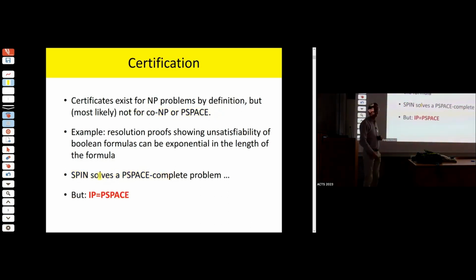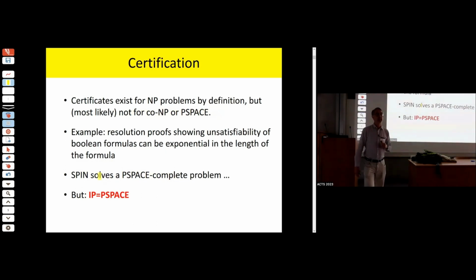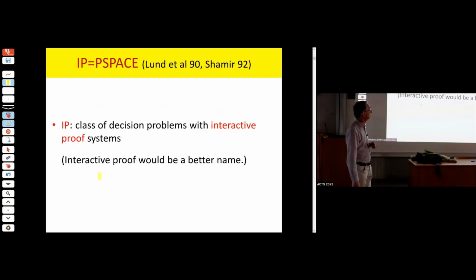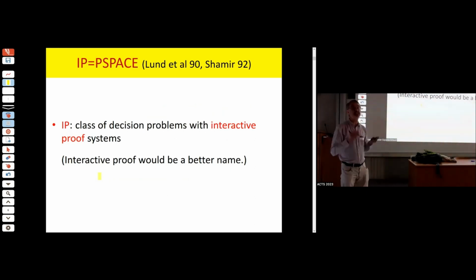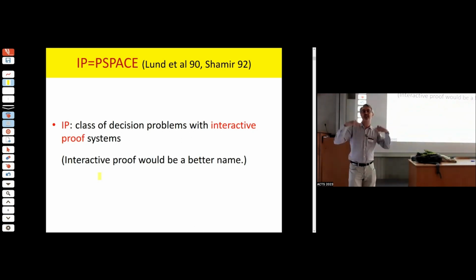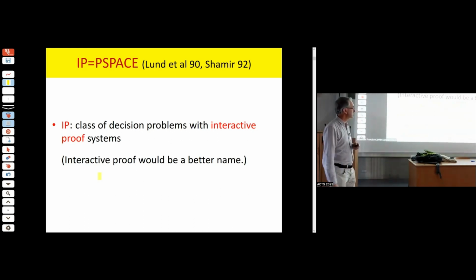But 30 years ago, this theorem was proved: IP equals PSPACE. There are two papers. In the end, it was proved by Shamir, but working on previous work by Lund et al. What is IP? IP is the class of decision problems with interactive proof systems. You should read this maybe as interactive certification systems. I think it would be a better name.